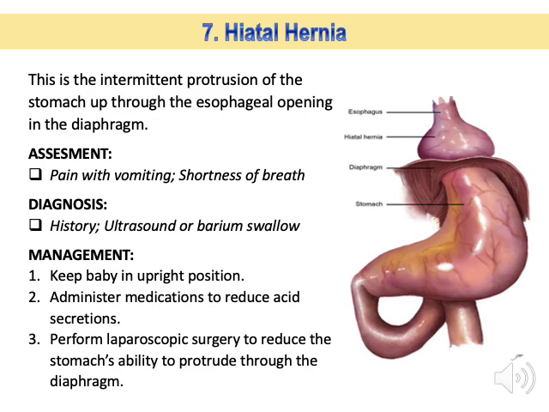Management: first, keep the baby in upright position. This will prevent the condition from recurring. Second, can administer medications to reduce acid secretions, such as H2 blockers and antacids. If the condition has not corrected itself by the time the child is 6 months old, even with maintaining an upright position most of the day, laparoscopic surgery is recommended. This will reduce the stomach's ability to protrude through the diaphragm.